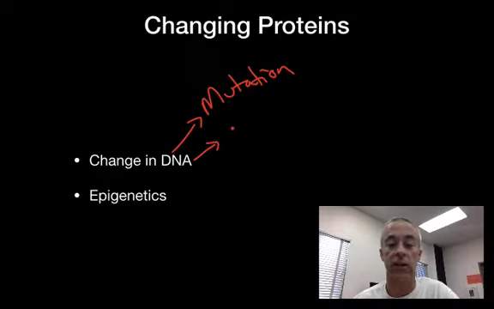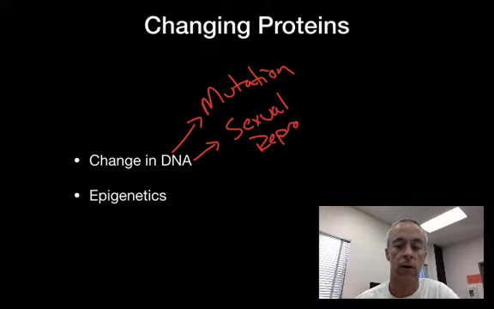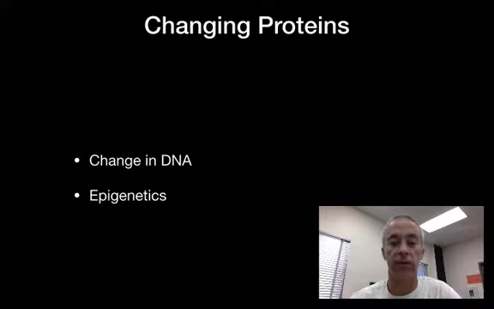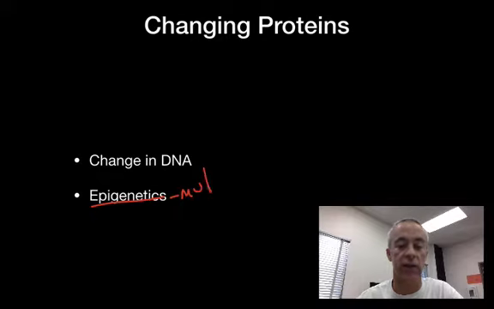DNA can also be changed through sexual reproduction. And again, this is where that process of meiosis is going to come into play, which we'll talk about in more detail later on. There's also a relatively new area of study out now called epigenetics. And this is a study of how DNA can change within our lifetime. And there's a couple different ways that can happen. Again, you can have mutations that change our DNA during our lifetime.